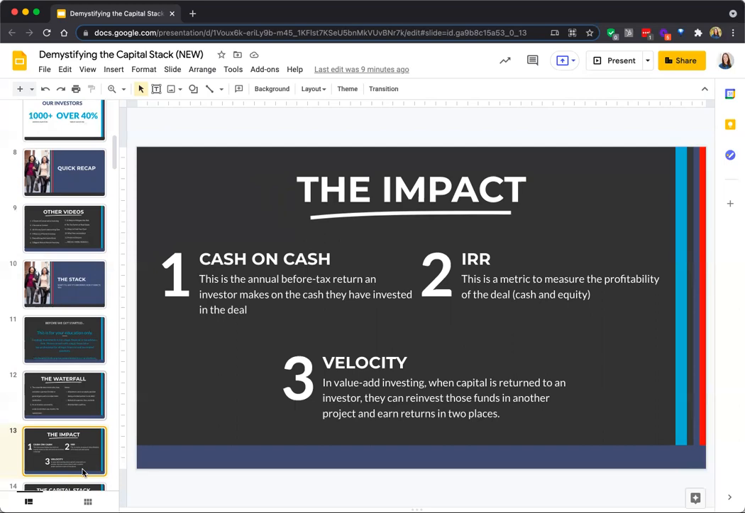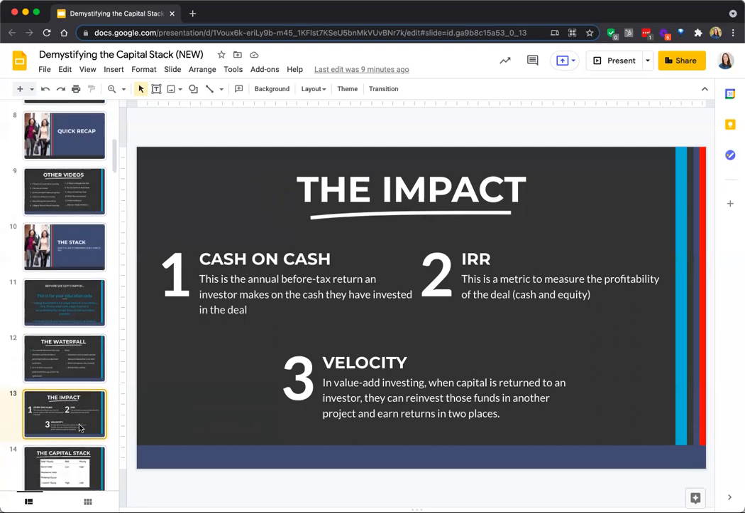So really key, like in value add investing, is when the capital is returned to the investor. Is it returned through distribution, a capital event like a refinance or a supplemental loan, or is it on the sale of the property? When your capital is returned, that can really indicate whether you, the investor, can take those funds and go earn returns in two places, accelerating the growth of your portfolio.